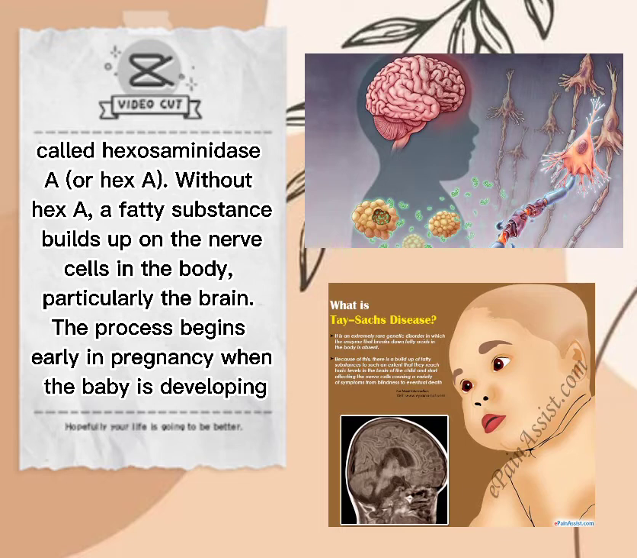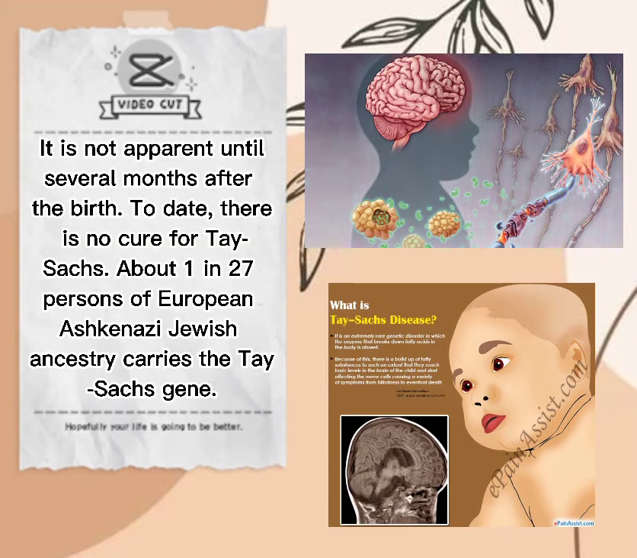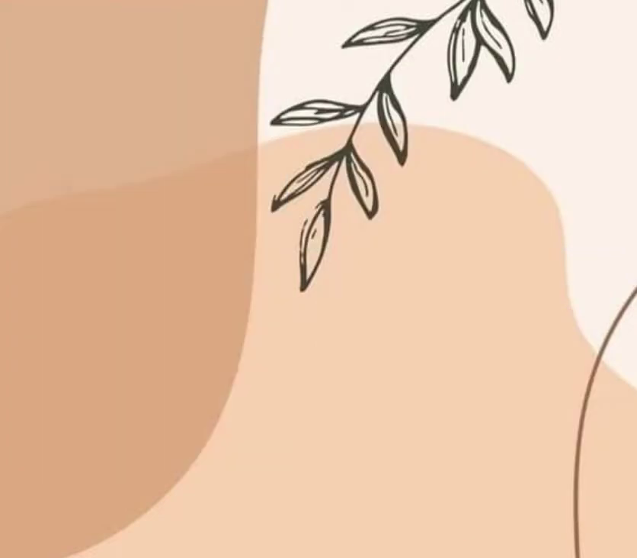The process begins early in pregnancy when the baby is developing. It is not apparent until several months after the birth. To date, there is no cure for Tay-Sachs. About 1 in 27 persons of European Ashkenazi Jewish ancestry carries the Tay-Sachs gene.